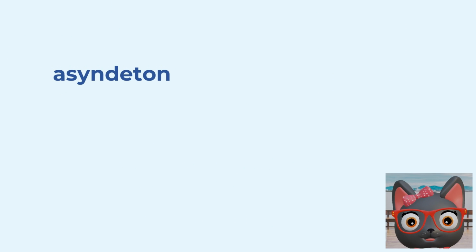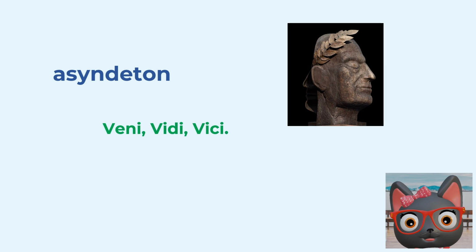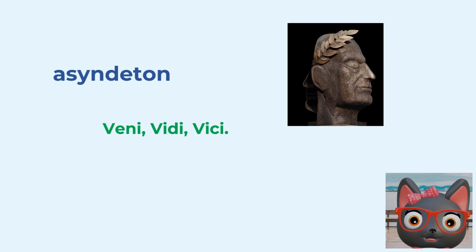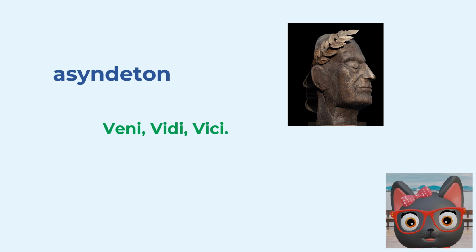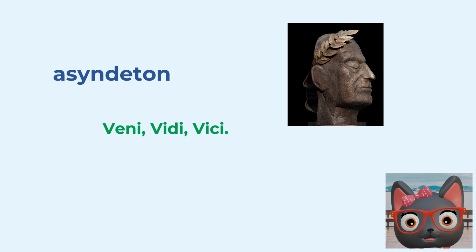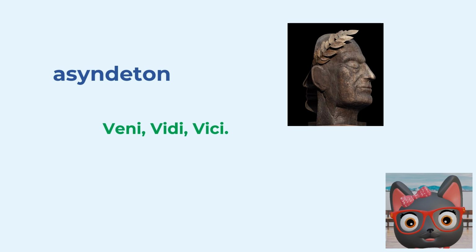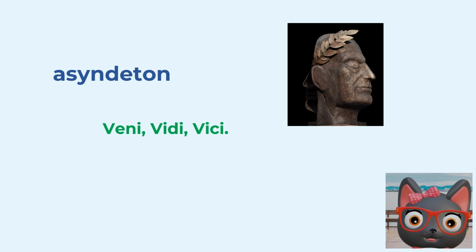Asyndeton, on the other hand, is the omission of conjunctions. As Julius Caesar once wrote in Latin, "Veni, vidi, vici," which means "I came, I saw, I conquered." This is something Caesar said after he won a war quickly. There are no conjunctions between the different phrases. It is not "I came, saw, and conquered" or "I came and saw and conquered." Asyndeton is often used to give a sense of urgency.